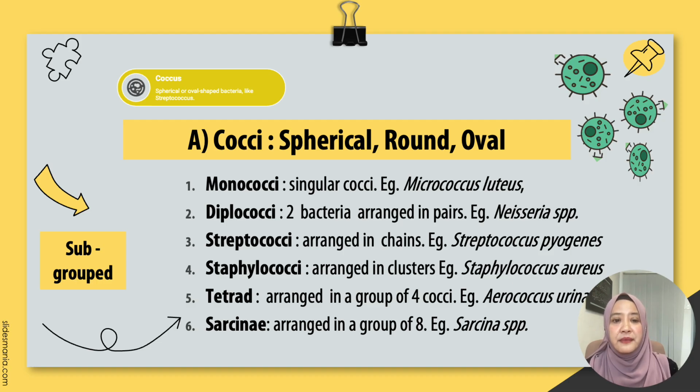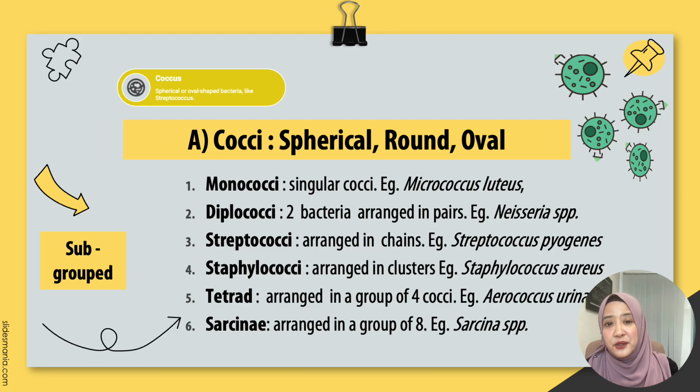Monococci, for example. Mono, as the name suggests, means one, which means that they are essentially singular cocci. An example is Micrococcus luteus. Then you've got your diplococci, which are essentially two bacteria arranged in pairs, examples of which include your Neisseria species. Then you've got your streptococci, which are cocci, spherical organisms, but they are arranged in chains, just like the arrangement of a necklace.